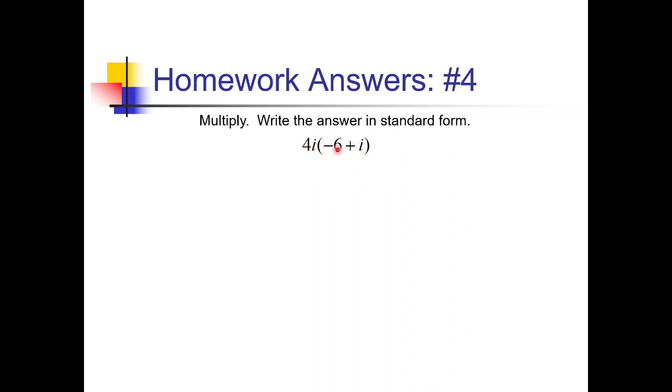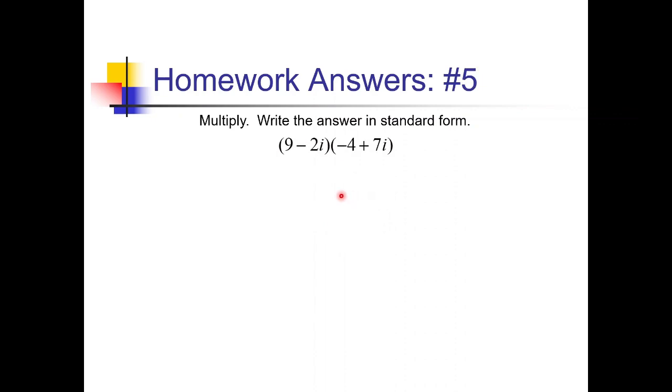For this problem, we just need to distribute this 4i to both terms in here. So we've got 4i times negative 6, which is negative 24i. And then 4i times i is going to be a positive 4i squared. Since i squared is really negative 1, I can make this second term into just negative 4. And I'll write that first because I like my real numbers to be before the imaginary numbers. So negative 4 minus 24i is our final simplified answer.